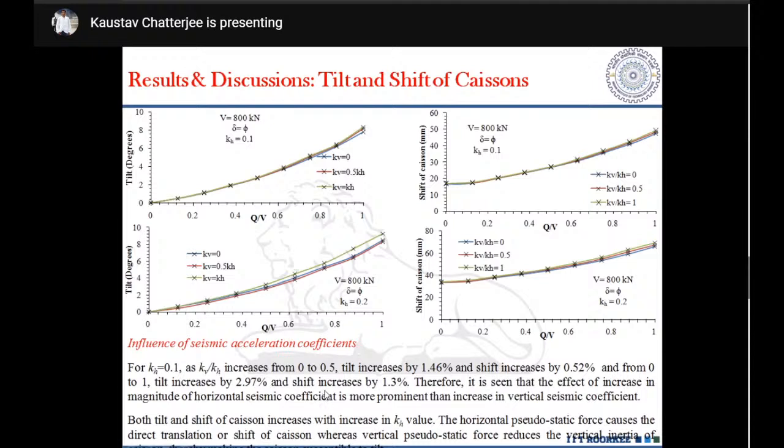So we see that the effect of an increase in the magnitude of the horizontal seismic coefficient is more prominent than an increase in the vertical seismic coefficient. Both tilt and shift of the caisson will increase with an increase in kh value. However, the horizontal seismic coefficient will have a more effective play as compared to the vertical.